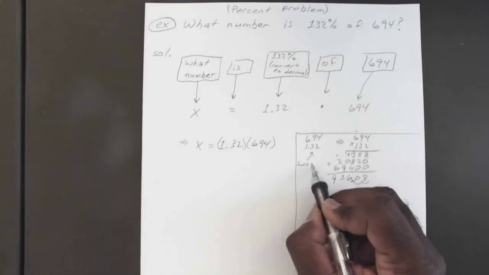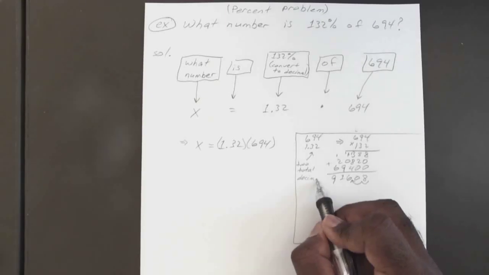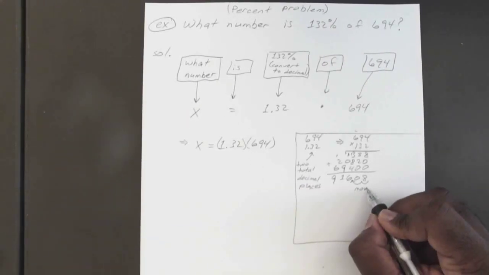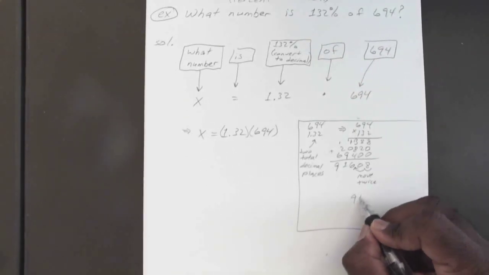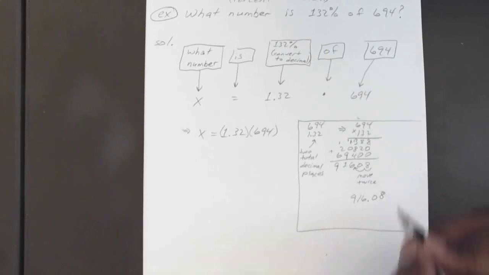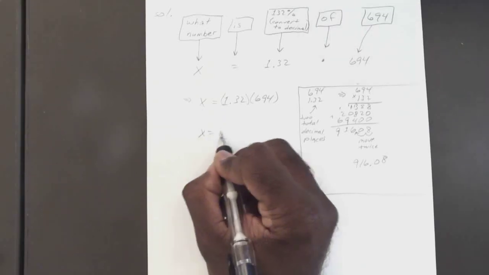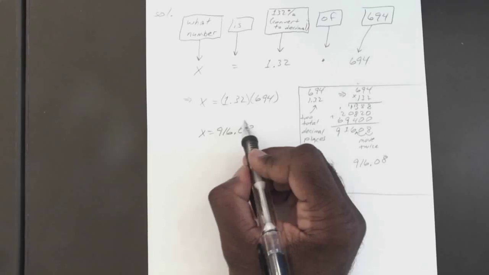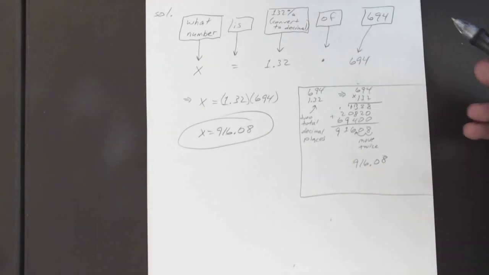Okay, so 2 total decimal places. So we move the decimal twice. So that gives us $916.08. Oh, not cents, but 916.08. Okay, so 916.08 is 132% of 694.